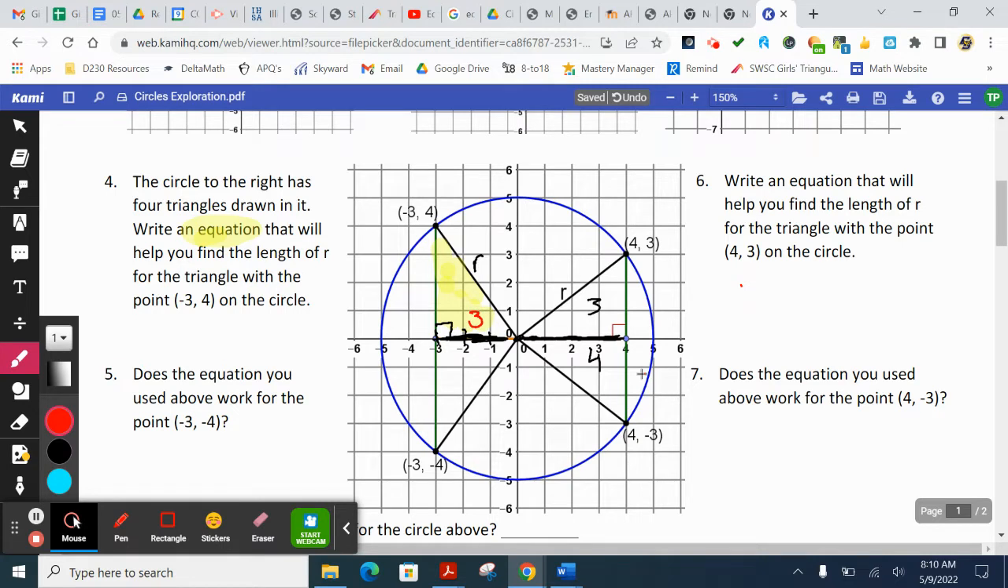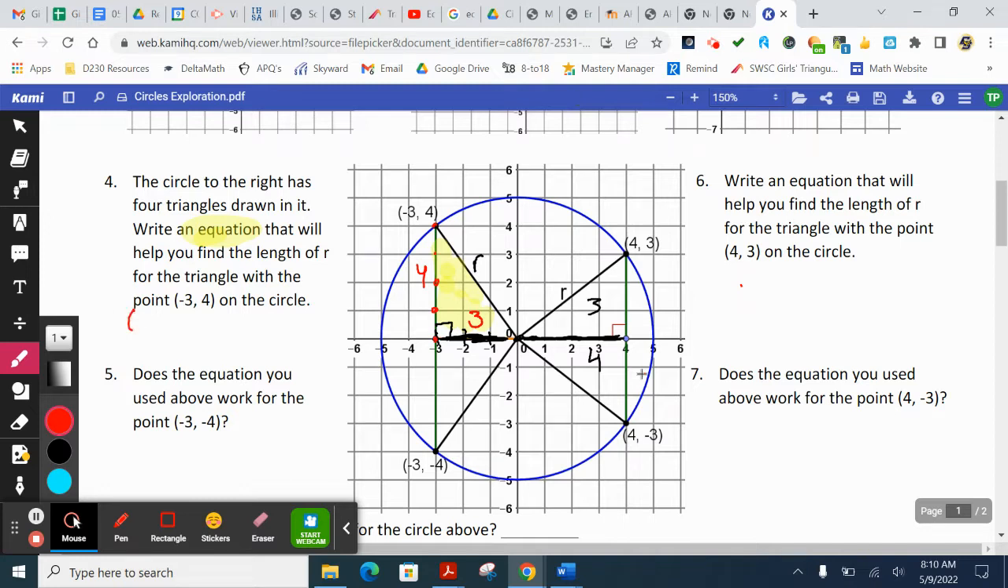If I then go up and down, how long this is, just count your squares. I go up 1, 2, 3, 4 squares right there. All right. So when it says write an equation that will help you find the length of r for the triangle with the point -3, 4 on the circle, this is just setting up the Pythagorean theorem. So let's set this up.